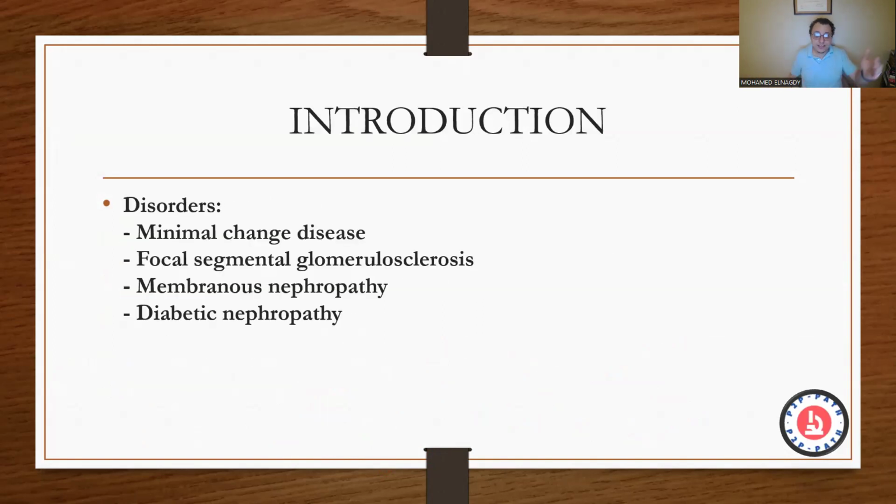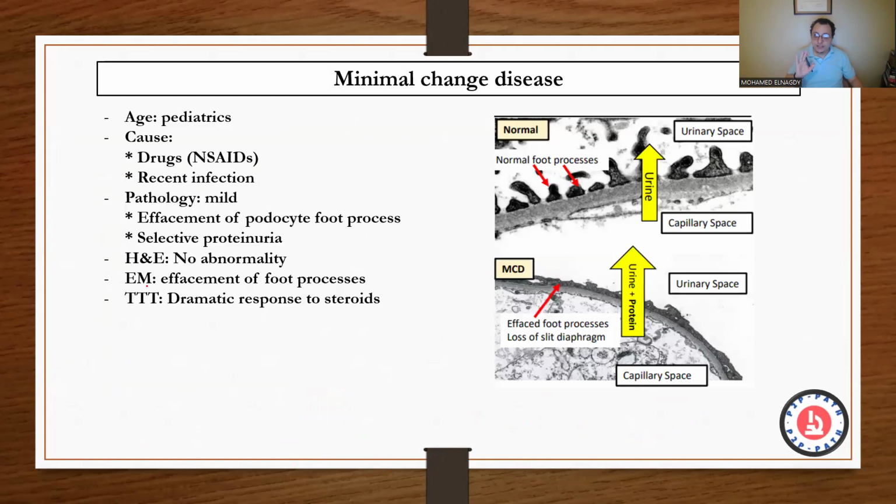We already mentioned this slide, and see the disorders that you need to know for your boards. For the nephrotic syndrome, you need to know the minimal change disease, focal segmental, membranous, and diabetic nephropathy. Let's start with these four and go over each entity separately. Let's start with the minimal change disease. You need at first to try to use the name for your benefit. You need to see what kind of information you can memorize from the name of each disease.